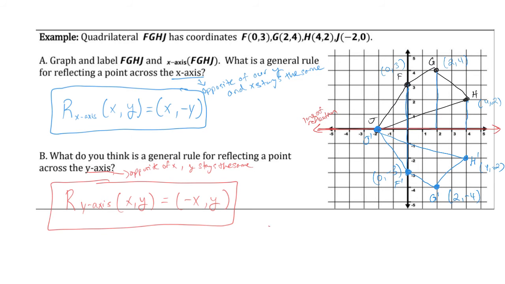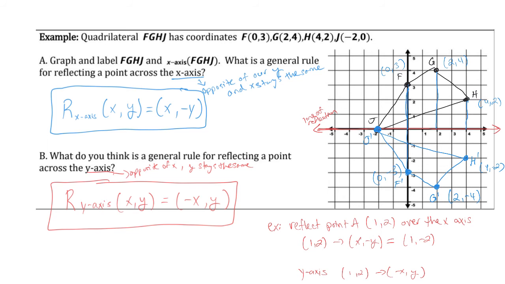For example, if I said reflect point A, which is (1, 2), over the x-axis, (1, 2) changes to... over the x-axis is the opposite of y. So we get (1, -2). If I said the y-axis, (1, 2), we take the opposite of x and y stays the same. So it equals (-1, 2).